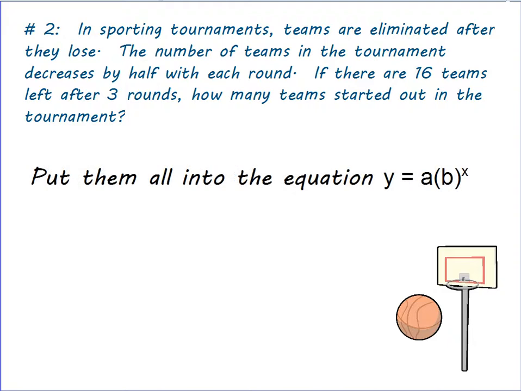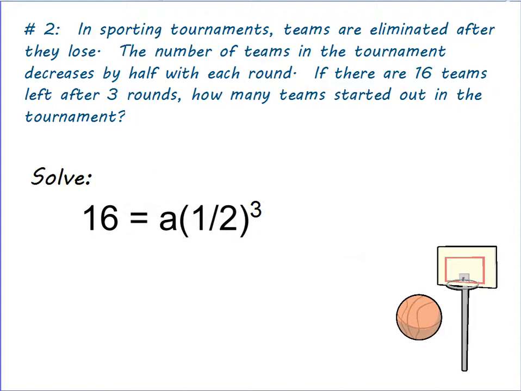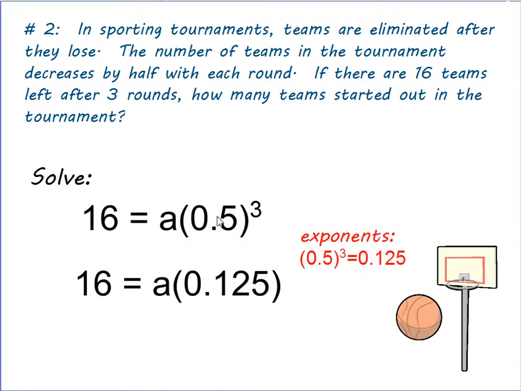So let's take our exponential equation and plug in our values. We have 16 teams left equals the beginning number of teams multiplied by 1/2 to the 3rd power, because half the teams are eliminated each round, and we've been through 3 rounds. To make this a little easier to solve, I've changed 1/2 into 0.5, and 0.5 to the 3rd power is 0.125.